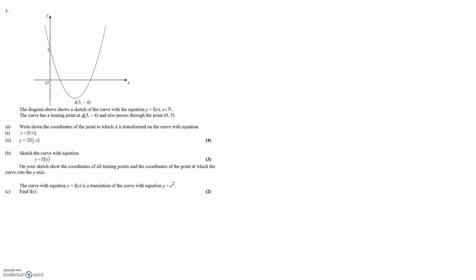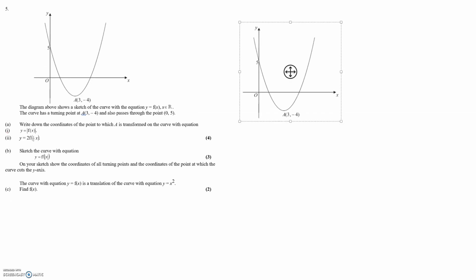We start off with a mod transformation. An outside modulus transformation will cause the graph to invert all its negative locations into positive ones. So that will mean that the negative portion of the original graph will become positive. This will of course affect location A, not in its x coordinate but in its y coordinate, moving it to the point 3, 4.